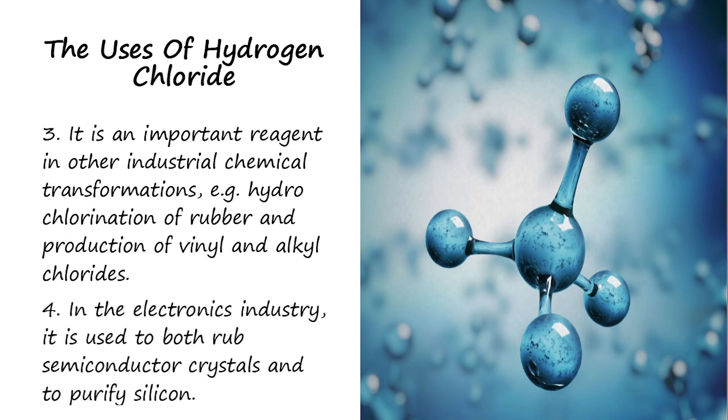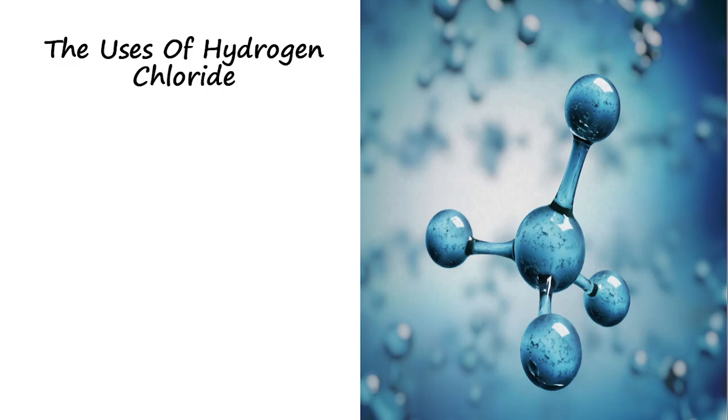Moving on, in the electronics industry, it is used to both lab the semiconductor crystals and to purify the silicon. So that's another use of hydrogen chloride, essential in the electronics industry, to help lab the semiconductor crystals and also to purify the silicon.